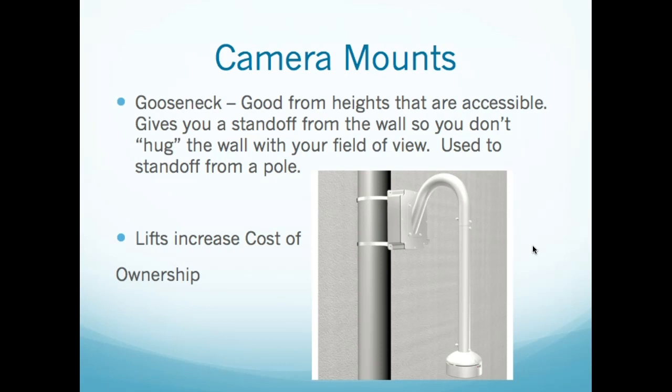So a gooseneck is really to get the pole out of the way for a pan-tilt zoom camera. If you're using a fixed camera on a pole, just mount directly to the pole. You don't need the standoff because you're not looking behind it. You're looking one direction and it's always out. It's not turned around facing the pole. So if it's a fixed camera, you don't need that. But a gooseneck for a pan-tilt zoom camera on a pole is really a good idea because it gives you more view. It gives you that standoff. You can set it so that you can reduce your cost of ownership.